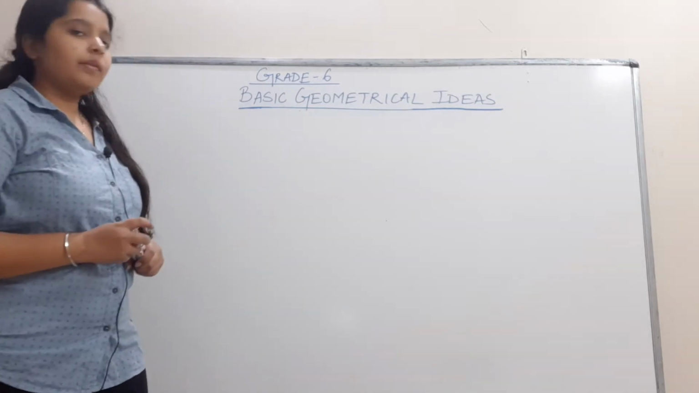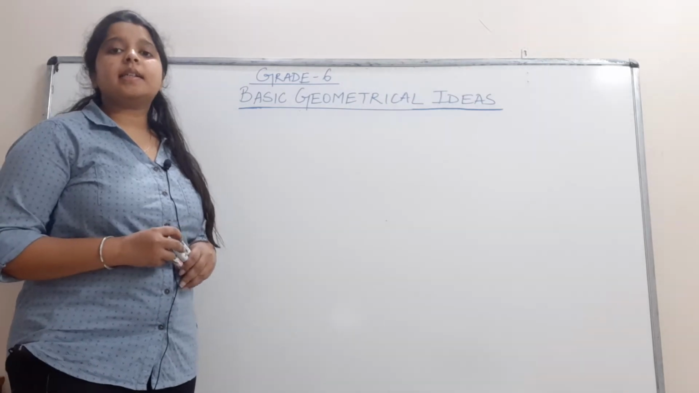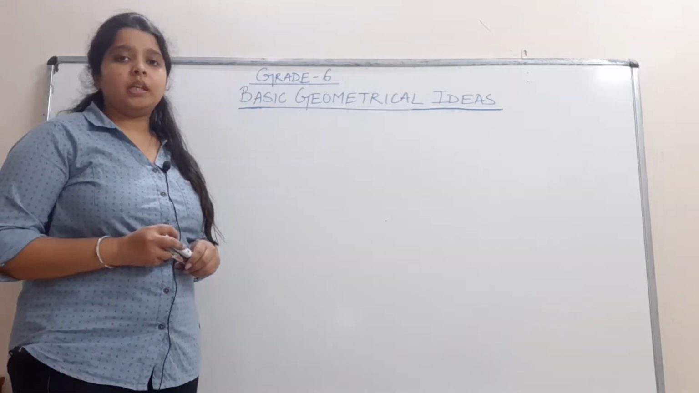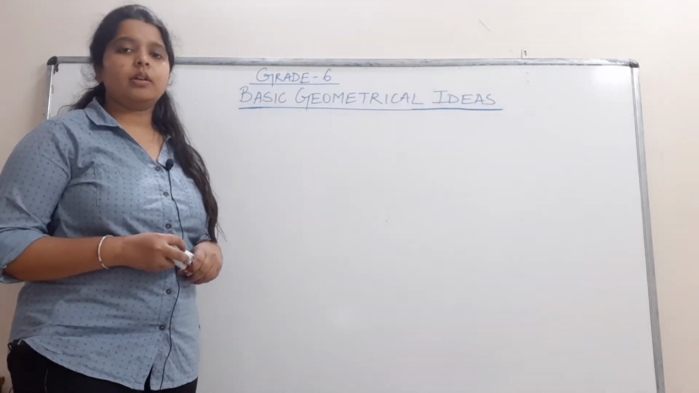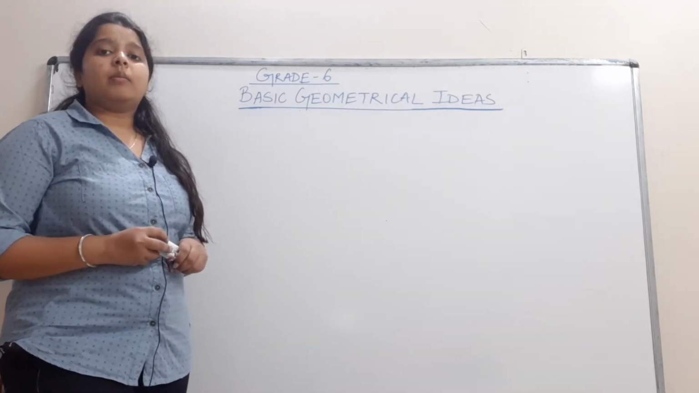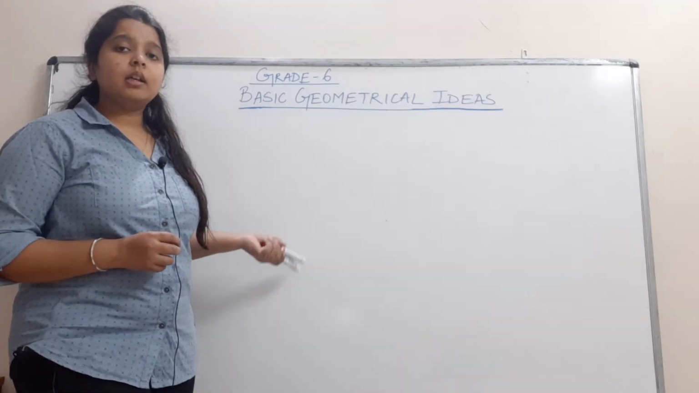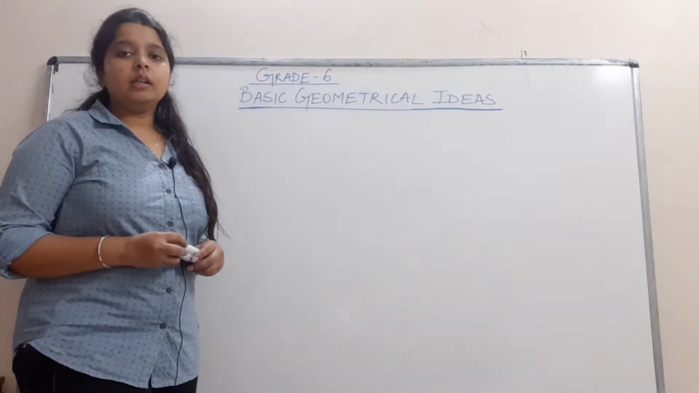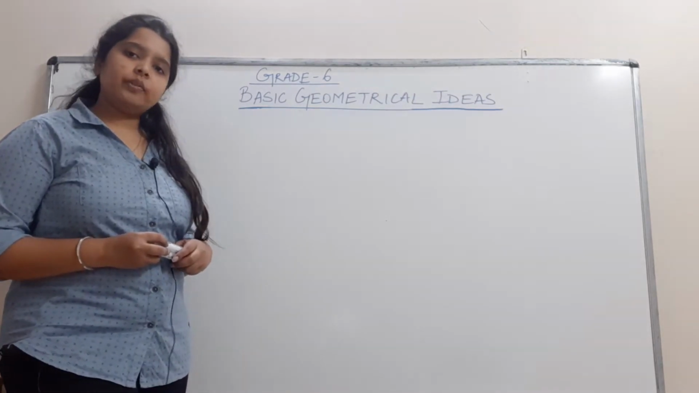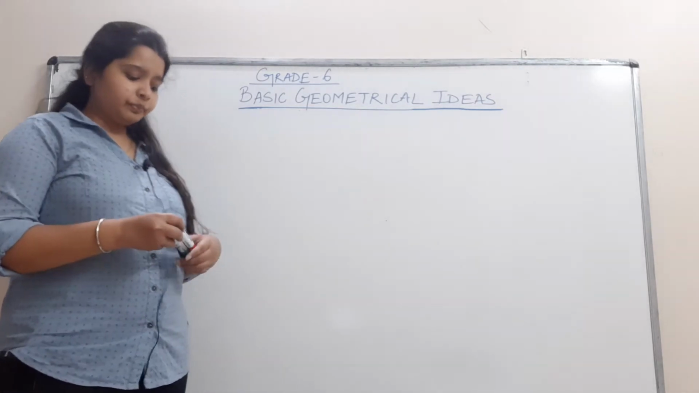So till now we have learnt about angles. What is an angle? An angle is a degree of rotation between one ray with respect to the other, right? And what is the interior of the angle? The area enclosed by the angle is known as the interior of the angle, and the area which is not enclosed is known as the exterior of the angle.